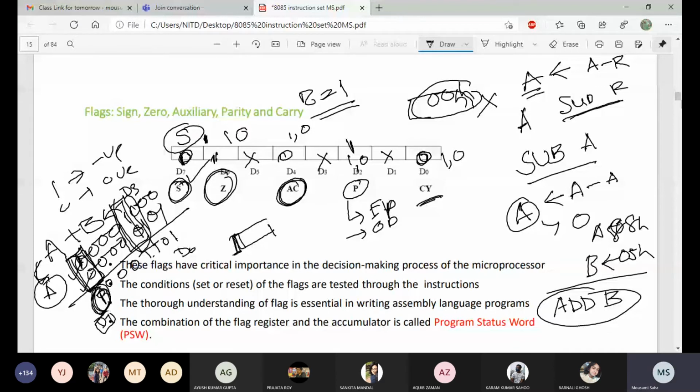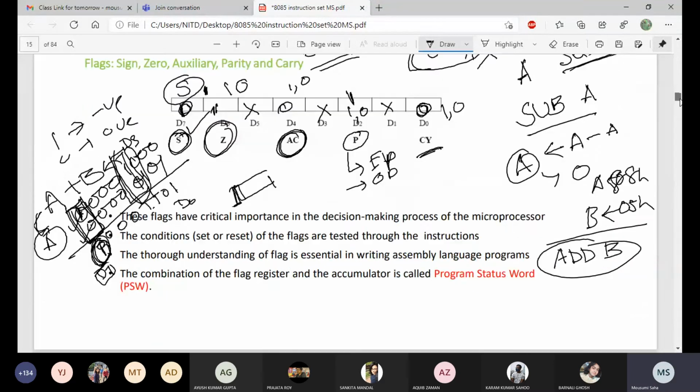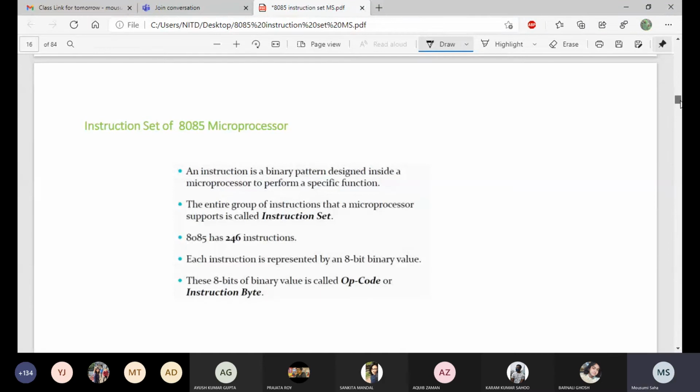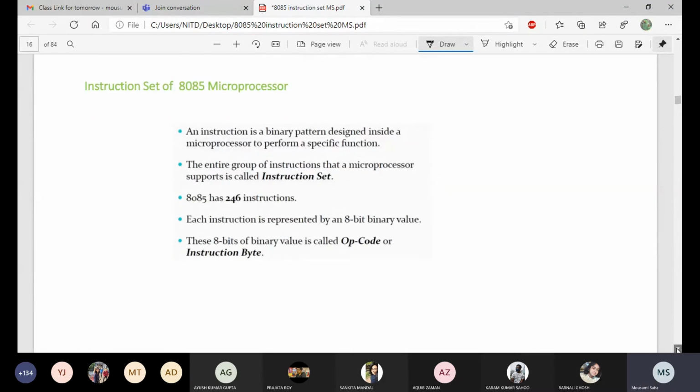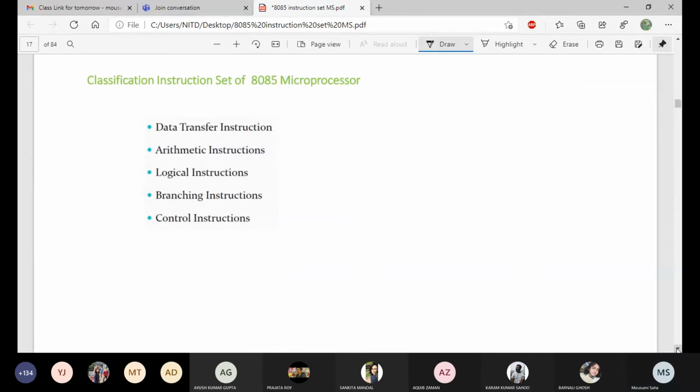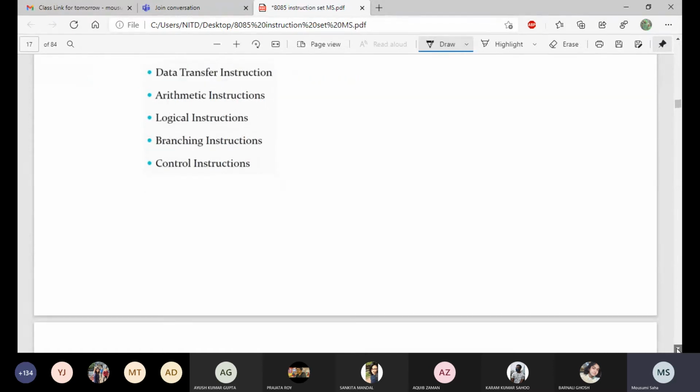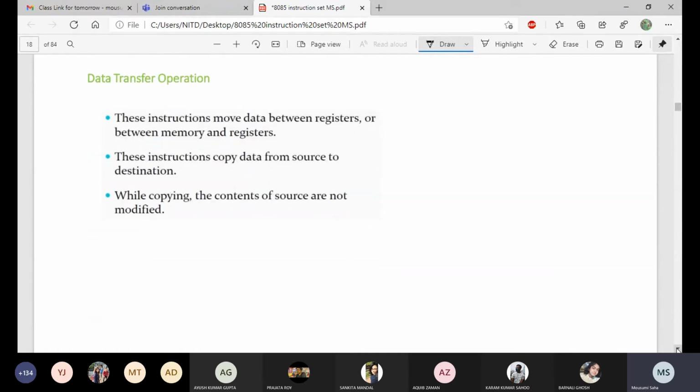I'm going to the next slide. Already I have explained: what are the different types of instructions you have? Data transfer instruction, arithmetic instruction, logical instruction, branching instruction, and control instruction. A little bit I have explained.